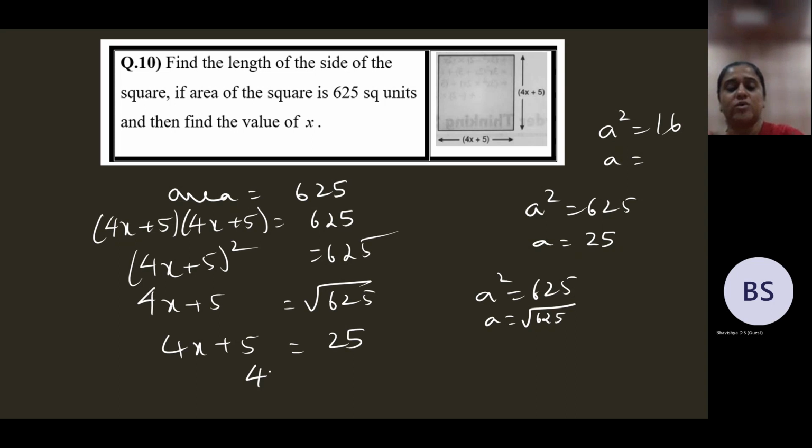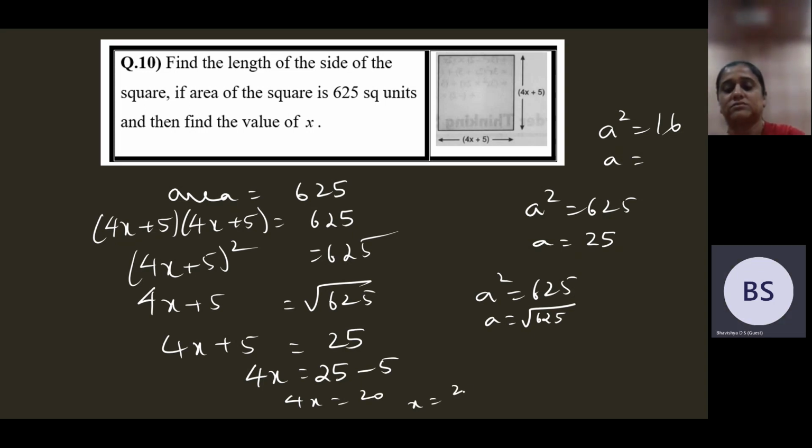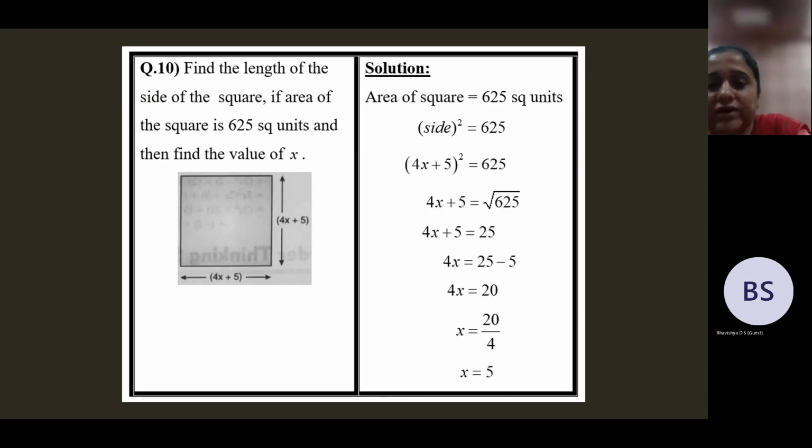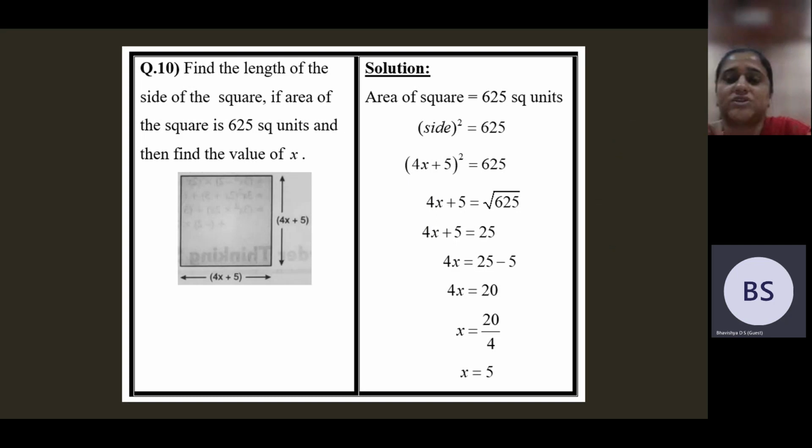So solve for x. What is 4x equal to? 25 minus 5, ma'am. So 4x is equal to 20. Then x is equal to what? 20 divided by 4, ma'am. Which is 5. So the value of x is 5. The question is to find the value of x, and the value of x is 5. Yeah, take a screenshot.